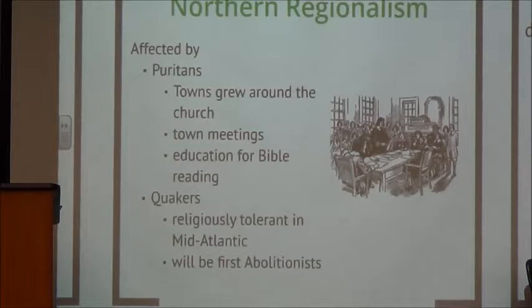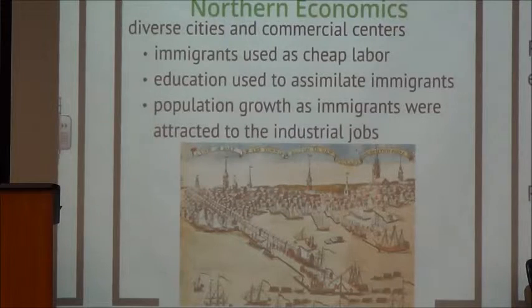Regionalism is based on historical roots. This regionalism, which turns into self-interested sectionalism, is going to be affected by the Puritan and Quaker beginnings in the North. Remember, the Puritans had towns that grew around the churches. This in turn led to town meetings, very democratic, and education was promoted in the North in order to promote reading of the Bible, or better reading of the Bible. Also, the Quakers in the mid-Atlantic, which we're now tying into the North, were very religiously tolerant, whereas the Puritans were not at that point. And these are going to be the first abolitionists. So this northern regionalism is based in these two religious groups.